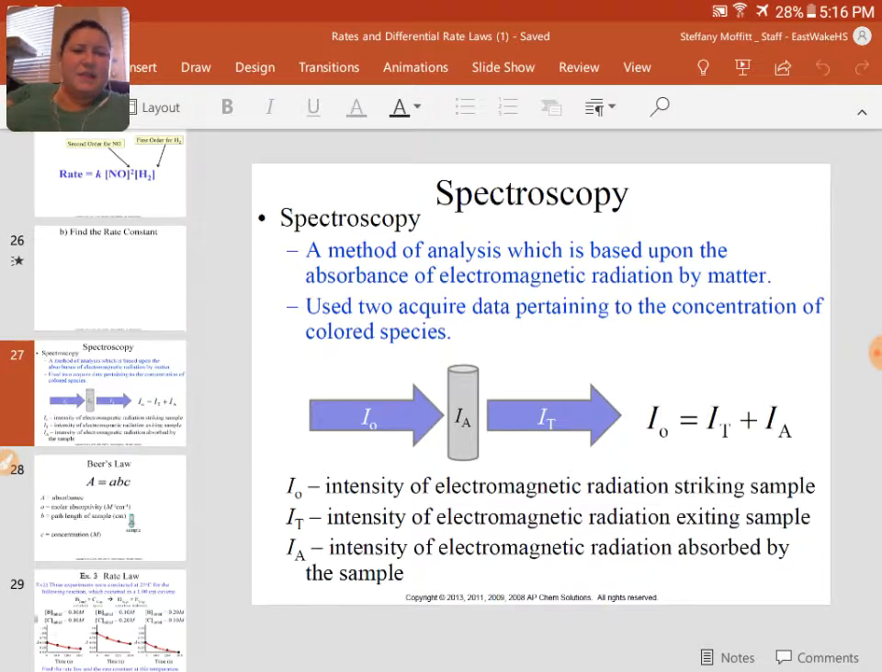The intensity of the stuff coming in is equal to the stuff that's in here that's being absorbed plus the stuff that's going out, which makes sense.